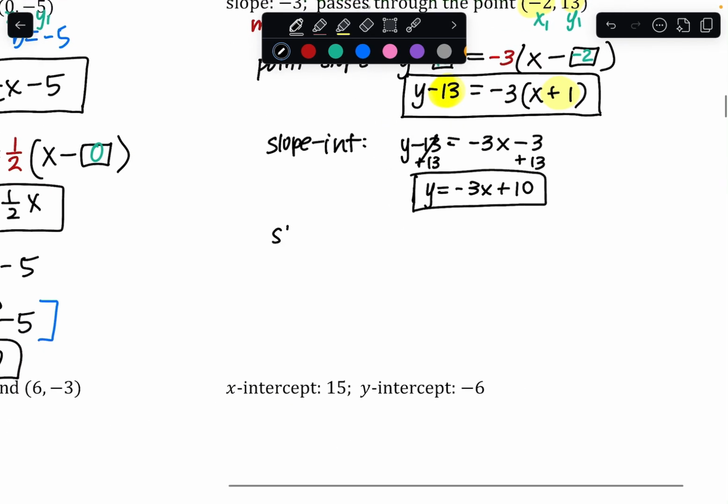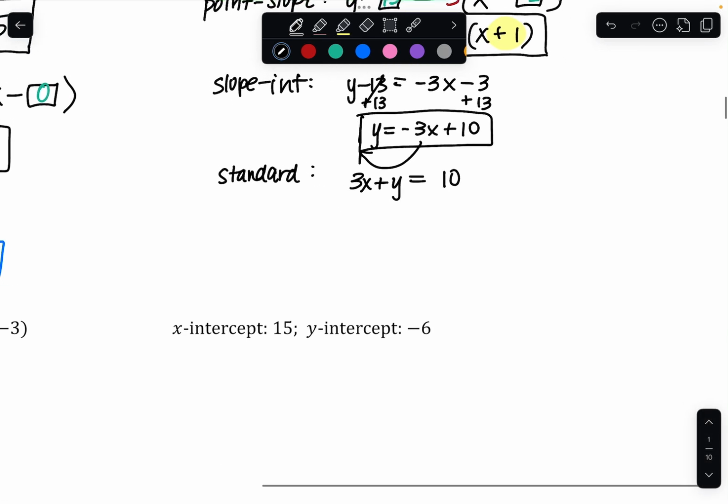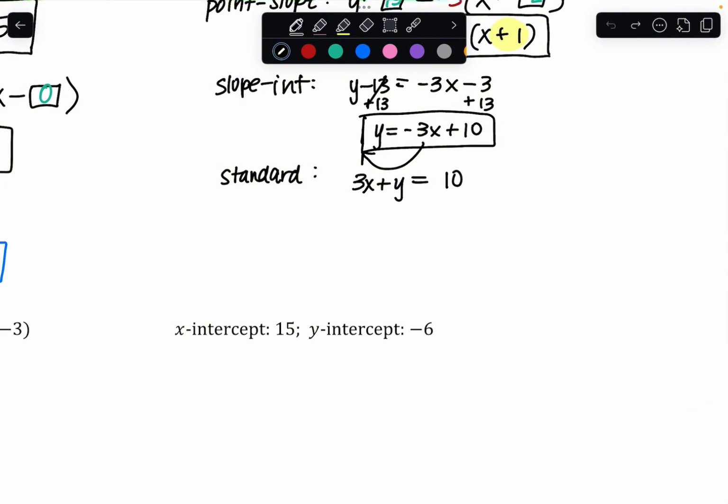Okay, and so to get to standard form, I start with slope-intercept form and move the x to the other side. So now it's positive 3x. And we just have 10 on the right now. And this is a positive integer, and I don't have any fractions. And so after moving the x term, we're done.